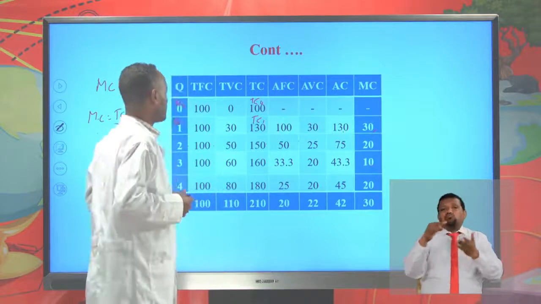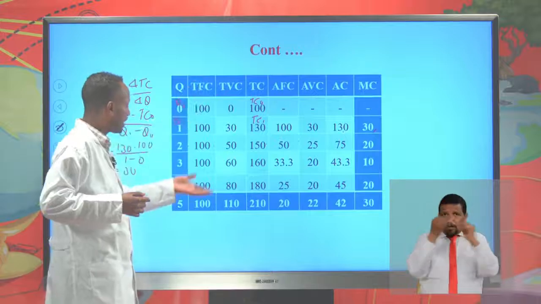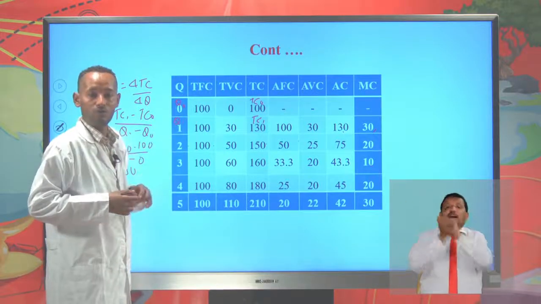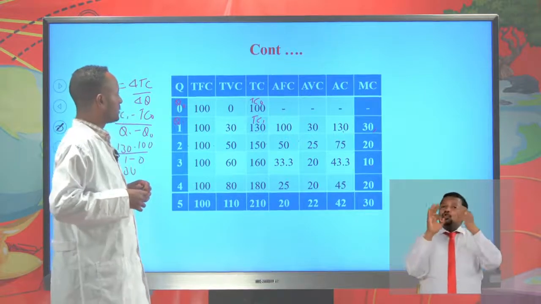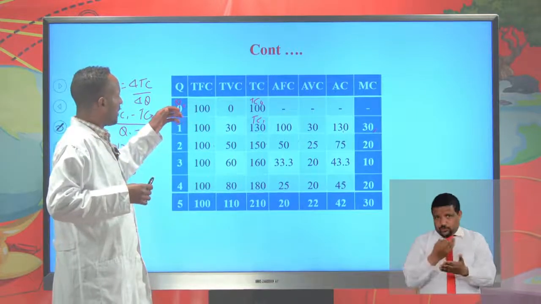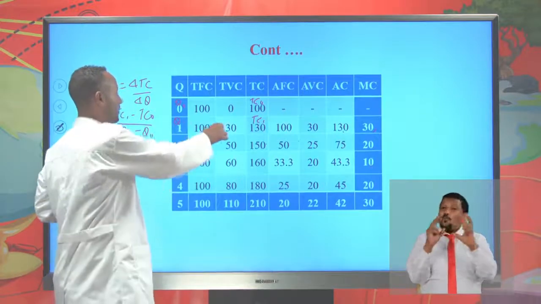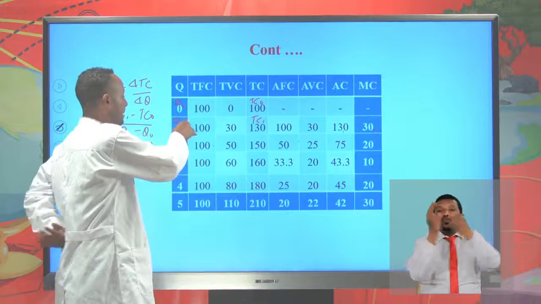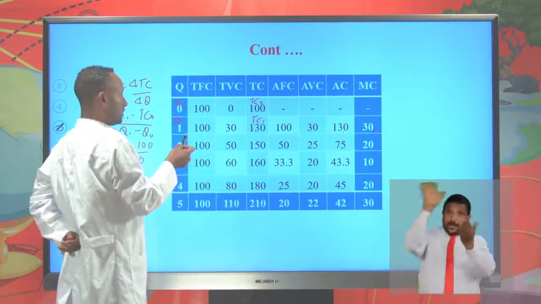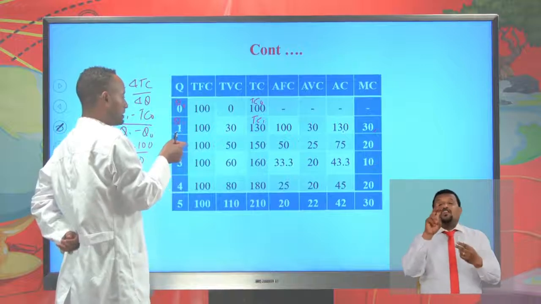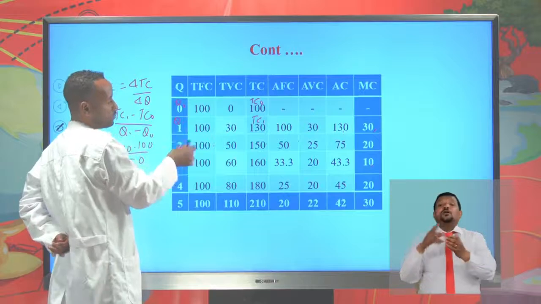The MC is mathematically calculated by dividing the change in the total variable cost of production by the change in the amount of units produced, or the quantity produced. So the marginal cost of 1 unit of a commodity is 30 minus 0 divided by 1 minus 0, which is 30. Again, using the TVC, the marginal cost of producing 2 units is 50 minus 30 divided by 2 minus 1, which is 20.